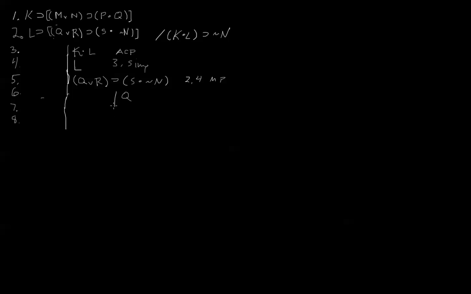But let's do this. So we have our Q. We're going to do some addition. We do ACP again. Give me Q or R. This comes from 6 addition. It's important to be neat here so you don't lose what number you're on. With Q or R, we can get S and not N. That comes from 5 and 7 modus ponens.